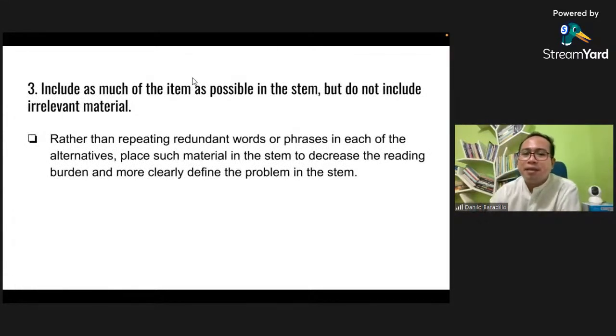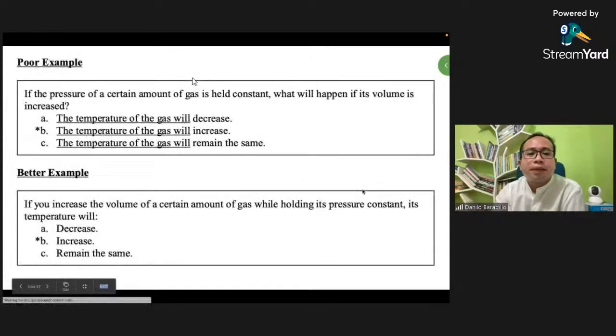Okay, number 3, this is the third specific guideline. Include as much of the item as possible in the stem, but do not include irrelevant material. Because rather than repeating redundant words or phrases in each of the alternatives, place such material in the stem to decrease the reading burden and more clearly define the problem in the stem. Because remember, we're so much concerned about what kind of problem is being posed in the stem. Let's give an example.